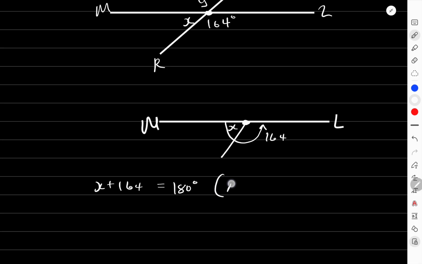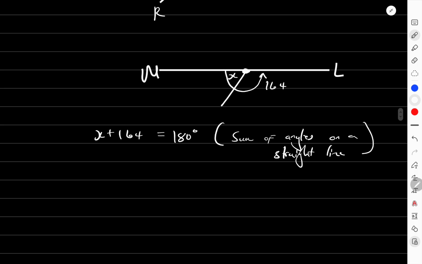The reason is the sum of angles on a straight line. Now, since I know the value of this 164 and this 180, both of them are numbers, I have a right to group my numbers together. Therefore, x is equal to 180 minus 164, because the 164 was positive on the left hand side, therefore it's going to be negative on the right hand side. Now, what is 180 minus 164? I'm going to get the value of x as 16 degrees. The value of x is 16 degrees.